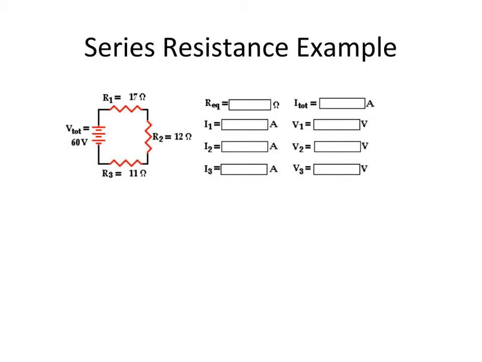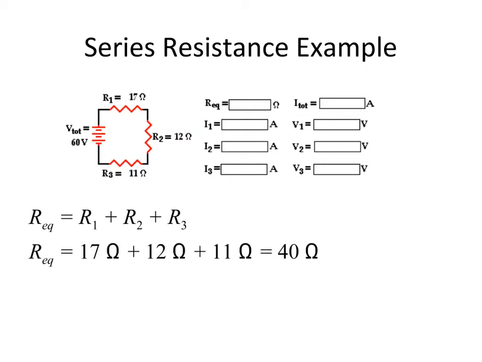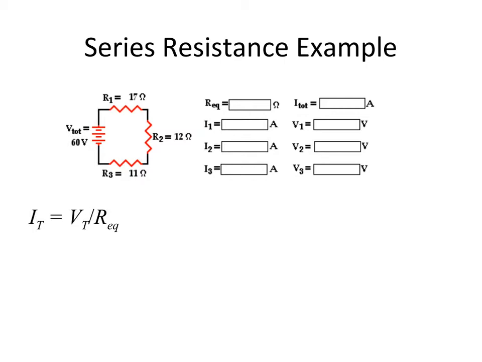Let's try an example with a series circuit. For the equivalent resistance for the entire circuit, we'll just add the three resistors. So 17 ohms plus 12 ohms plus 11 ohms, and we get a total of 40 ohms. To calculate the total current coming from the power supply, we have the total voltage divided by the equivalent resistance. So we have 60 volts divided by 40 ohms, or 1.5 amperes.